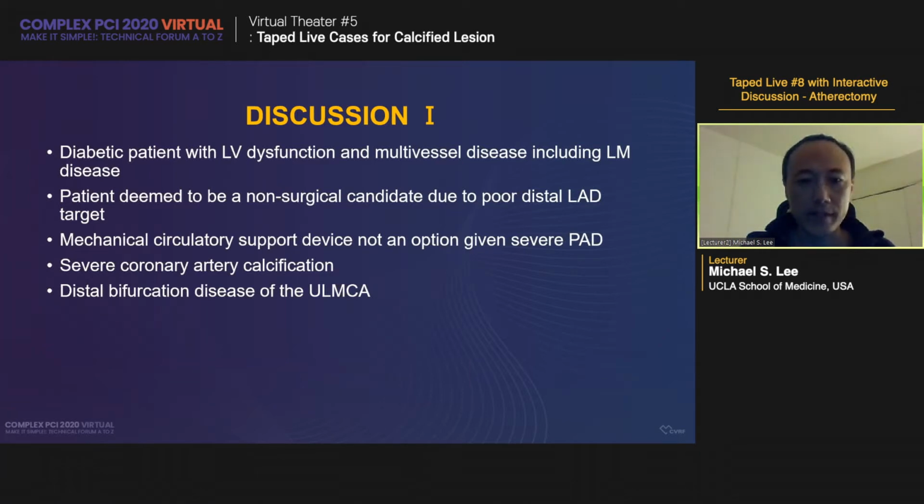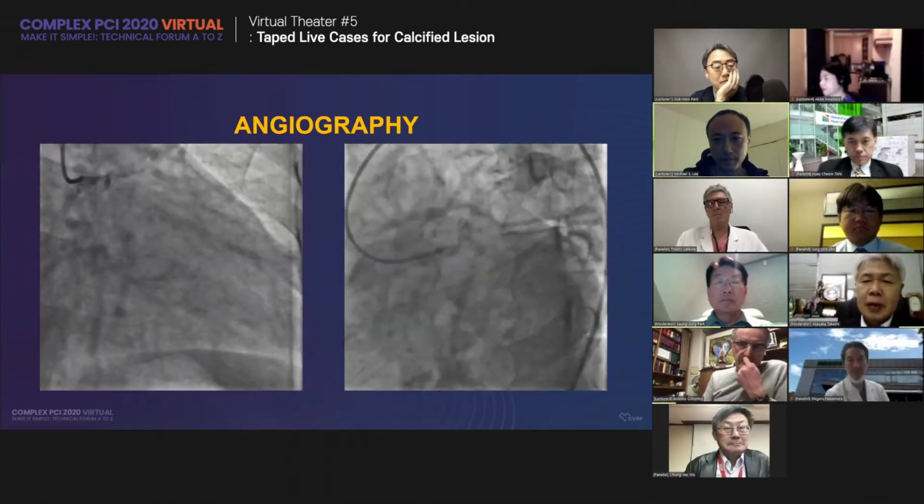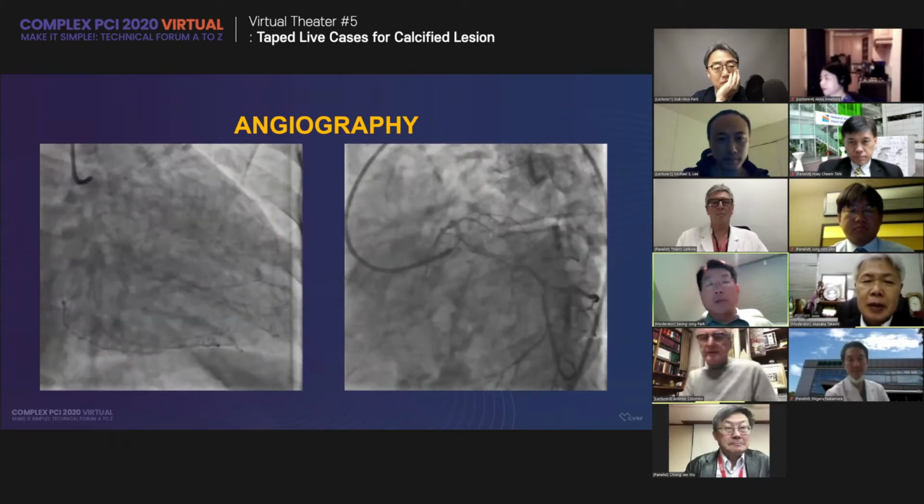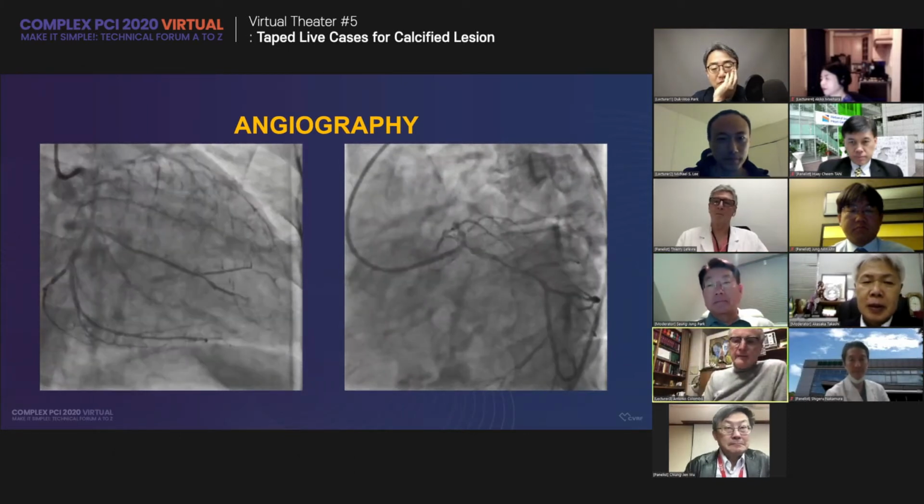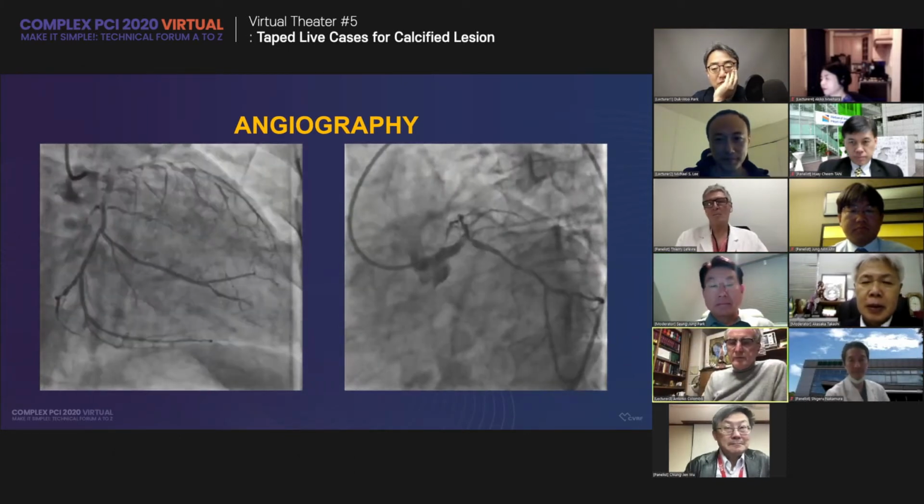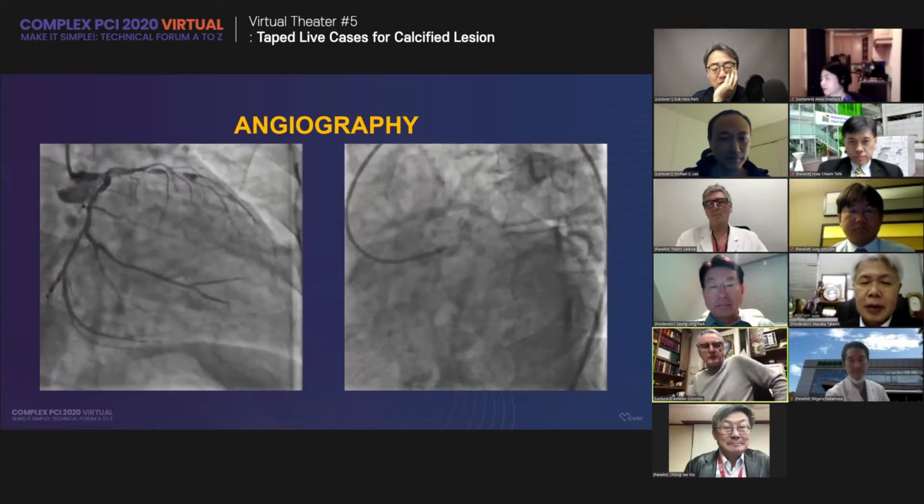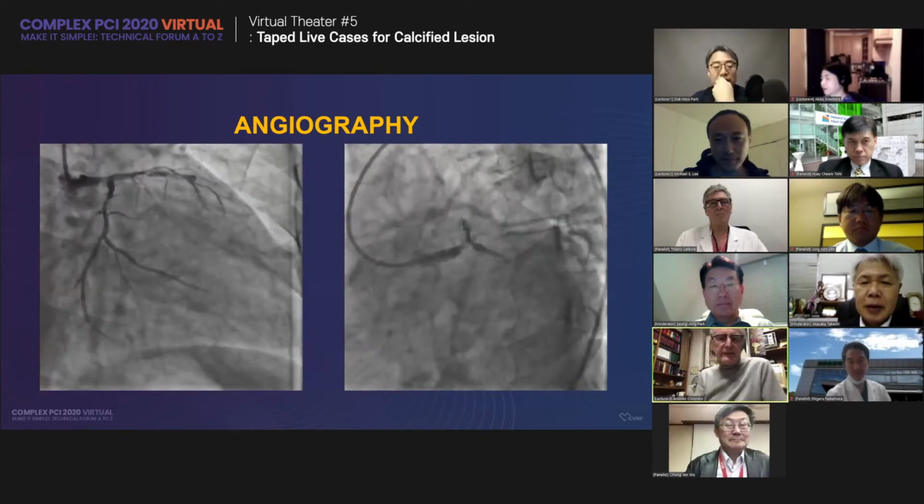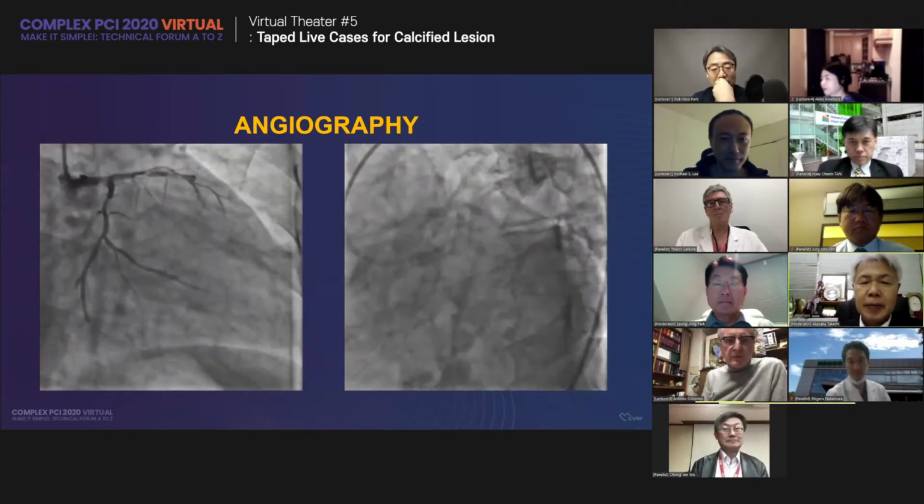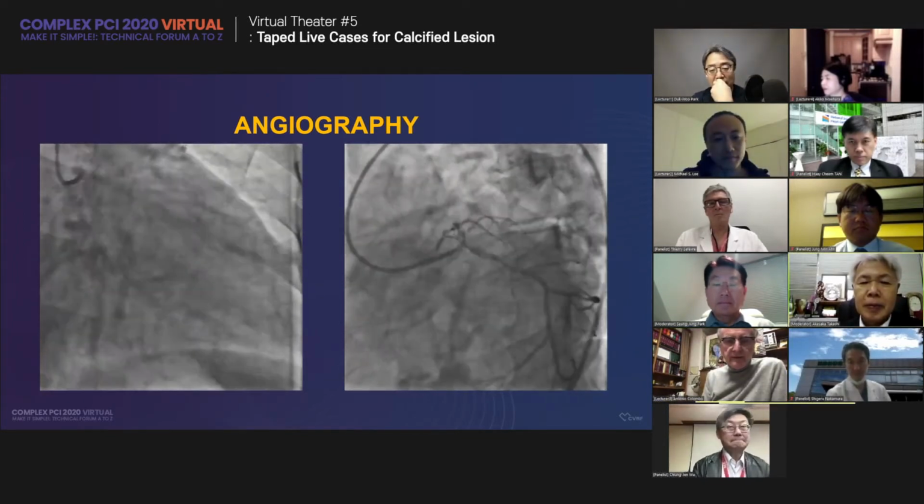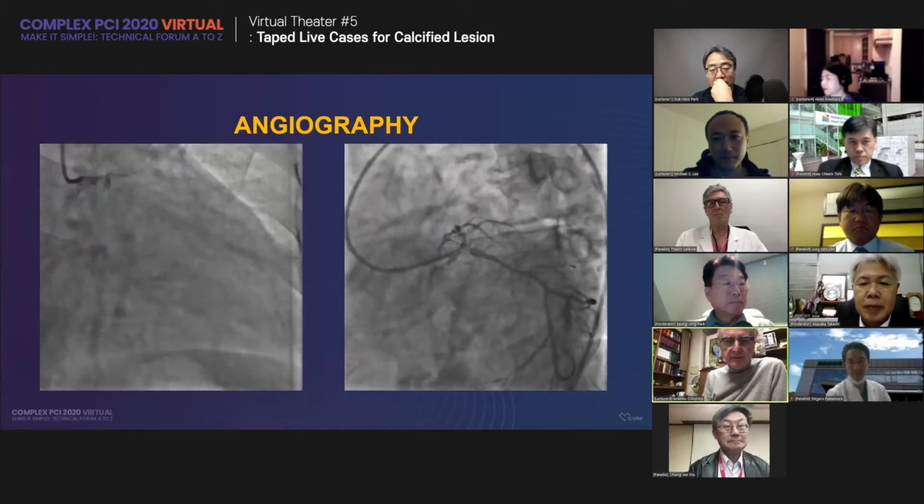So I'll pass it off to some of the moderators and some other discussants. But this is definitely doable, but I believe some form of circulatory support is definitely needed because there is a lot of work to be done.